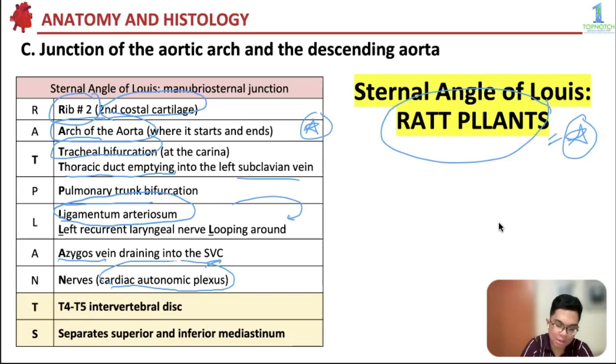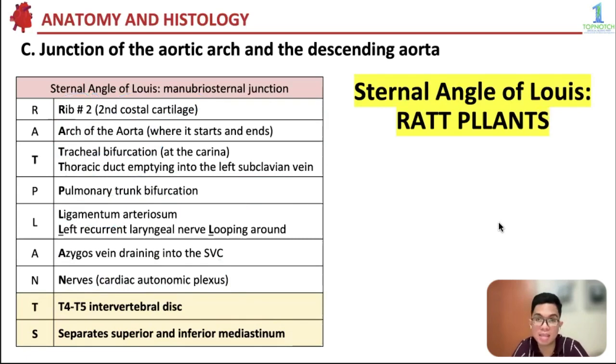And yung important here is what level yung sternal angle of Louis. It's at the T4 to T5 intervertebral disc. Okay? And it's a marker that separates the superior from the inferior mediastinum. So I hope this table, the rat plant table, also helps you when you study the structures in the sternal angle of Louis. Okay? Sige, proceed tayo.